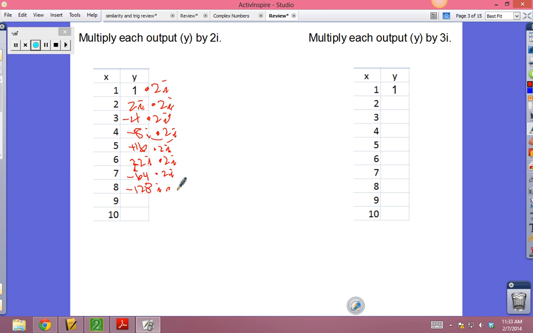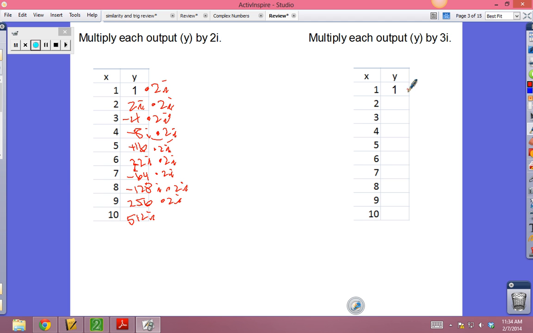-128i times 2i, it's going to be a +256. Times 2i, it's going to be 512i. So they kind of alternate. Real, imaginary, real, imaginary, real, imaginary, real. But look, your reals go from positive to negative to positive to negative, and your imaginaries do the same. This imaginary is positive, this imaginary is negative, this imaginary is positive.